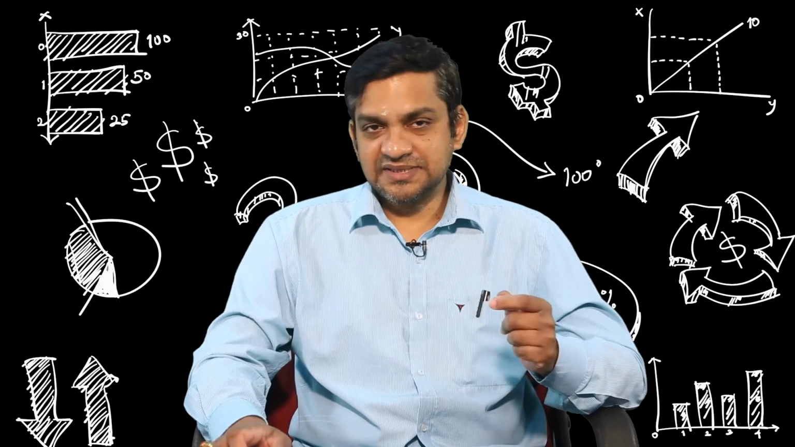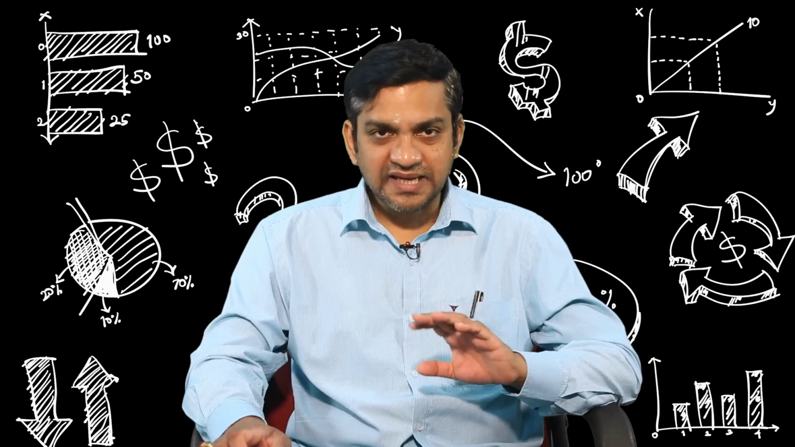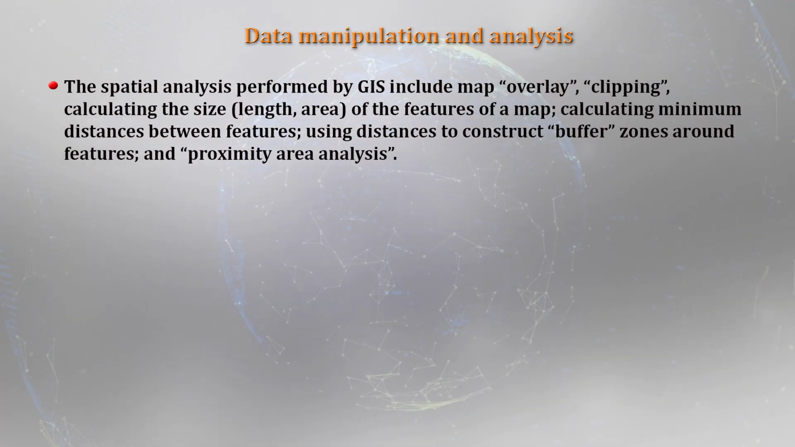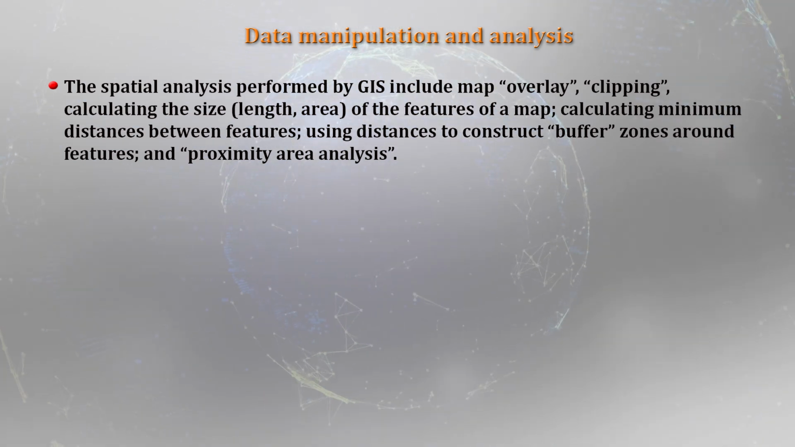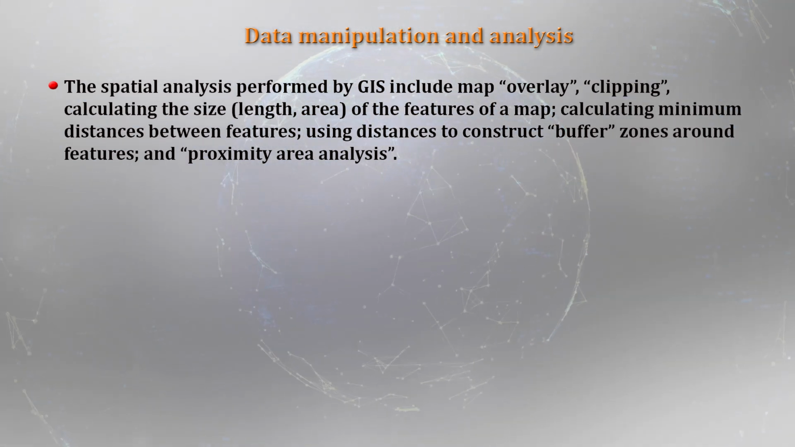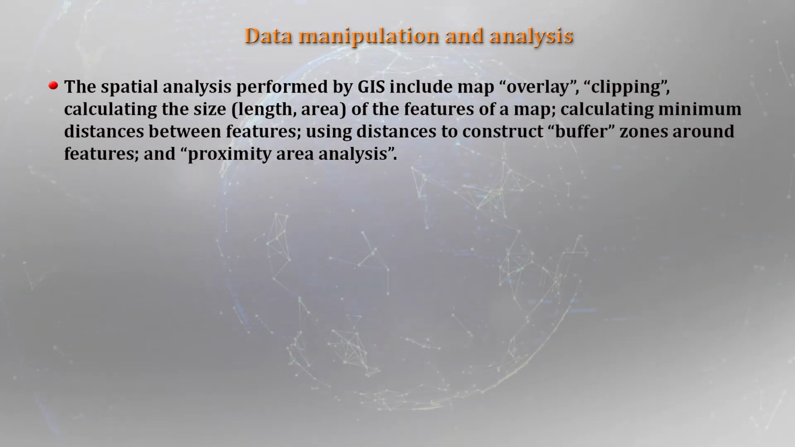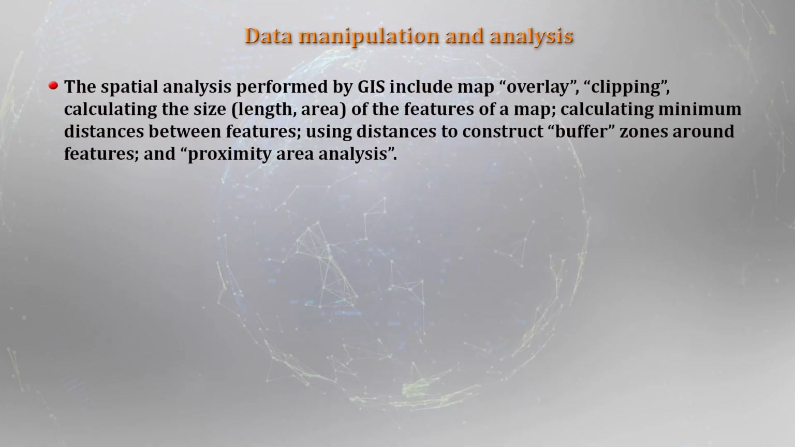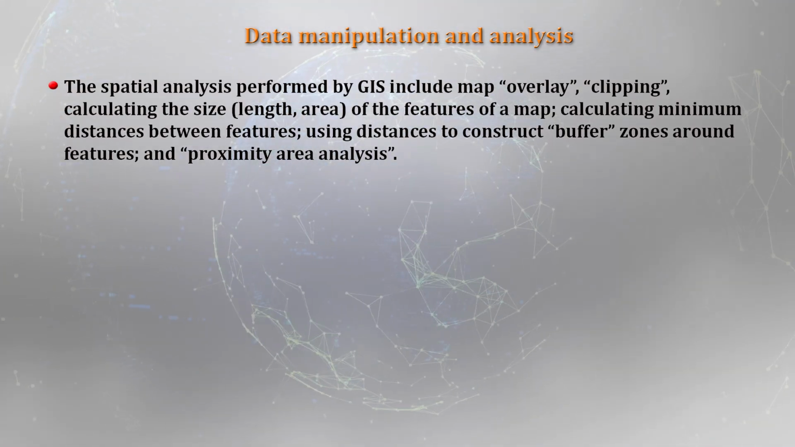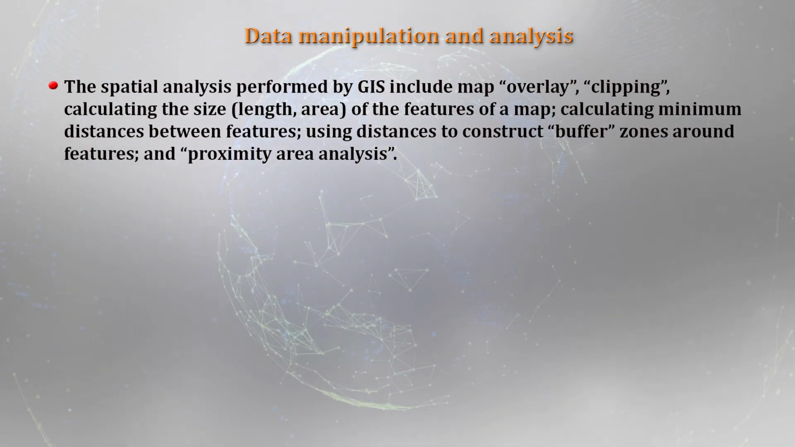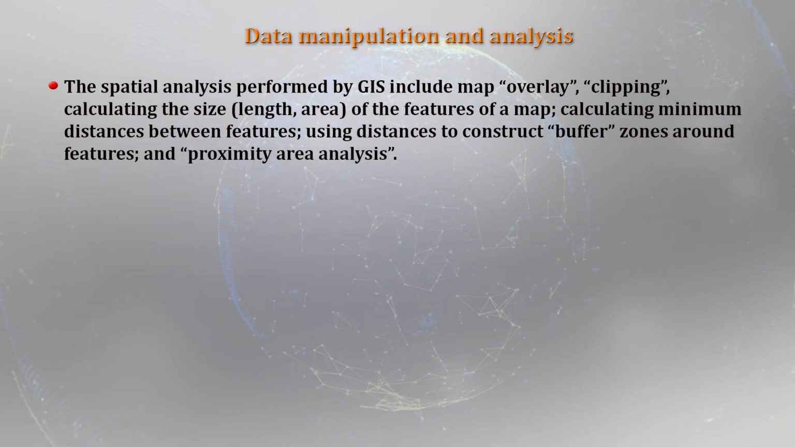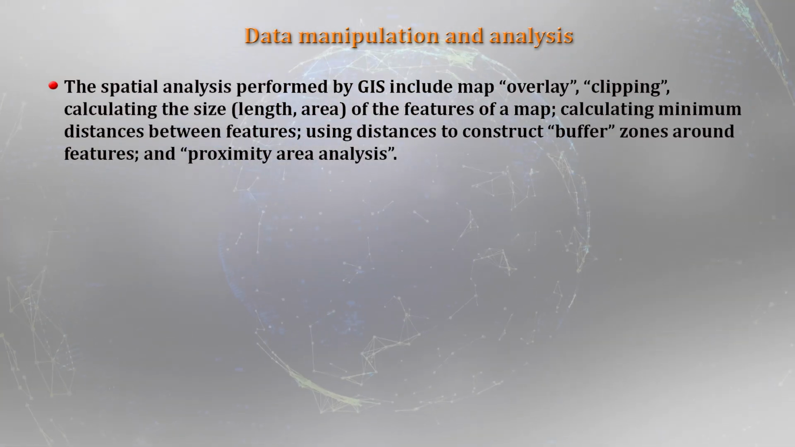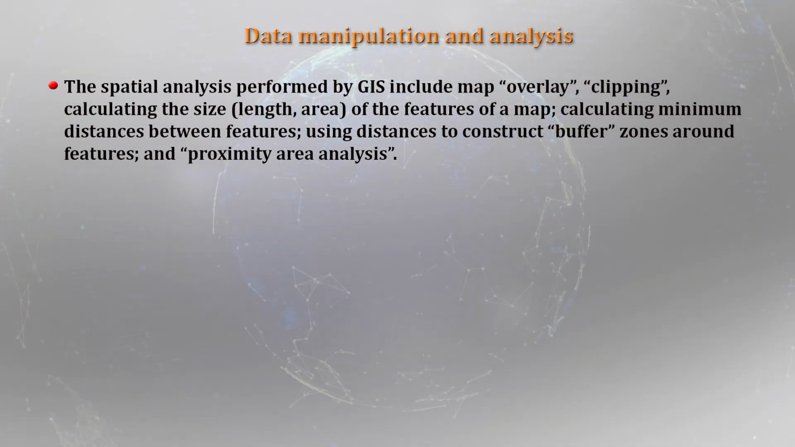So, as far as data manipulation is concerned, it is a very significant aspect of any information system, GIS. It is a very, very important thing. The spatial analysis performed by the GIS includes a lot of techniques, but the major one is map overlay. Clipping is another technique. Another is calculating the size, which may be the length or the area of the polygon or feature, and also calculating the minimum distances between the features. Using certain distances, we can also construct a buffer zone around the features. And the last one is proximity area analysis.